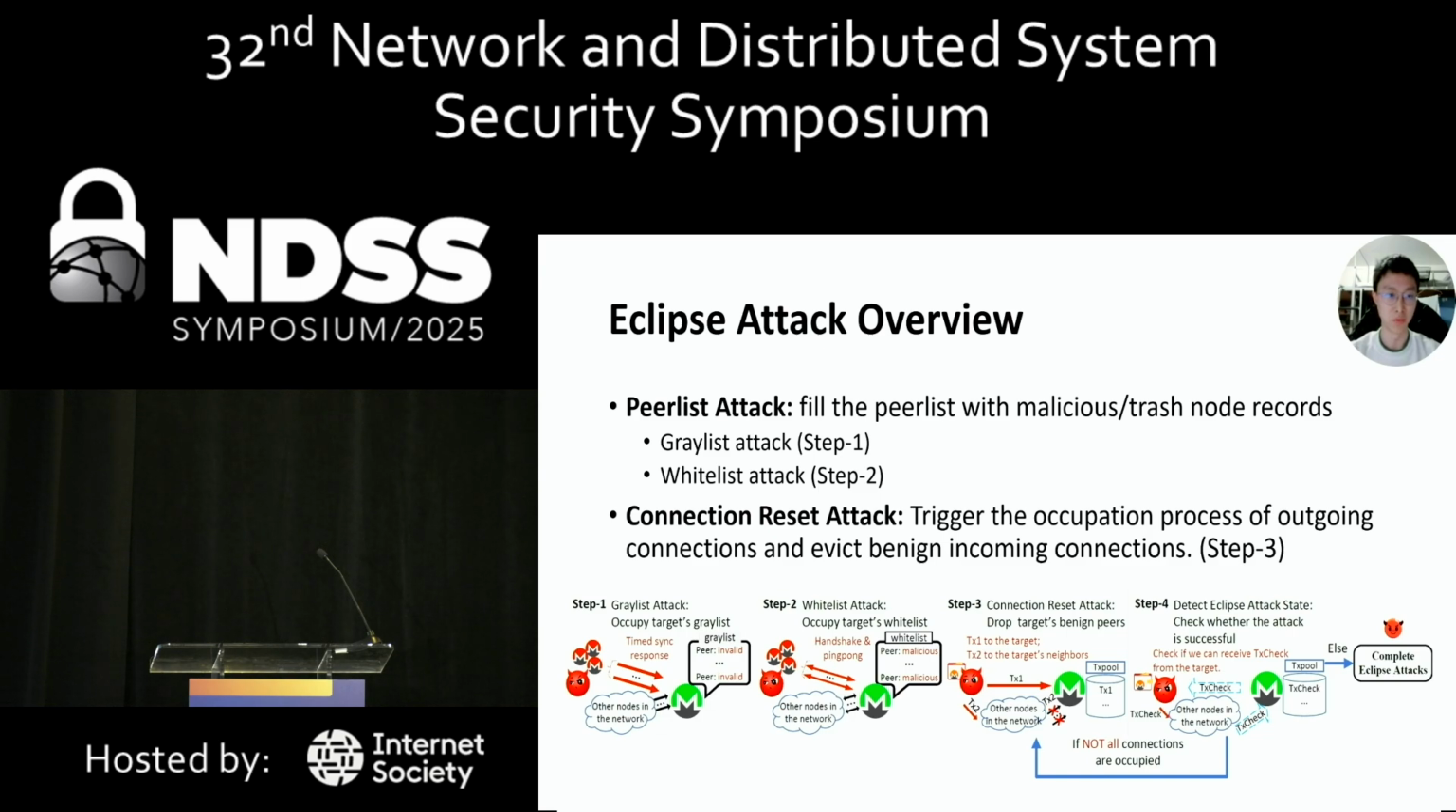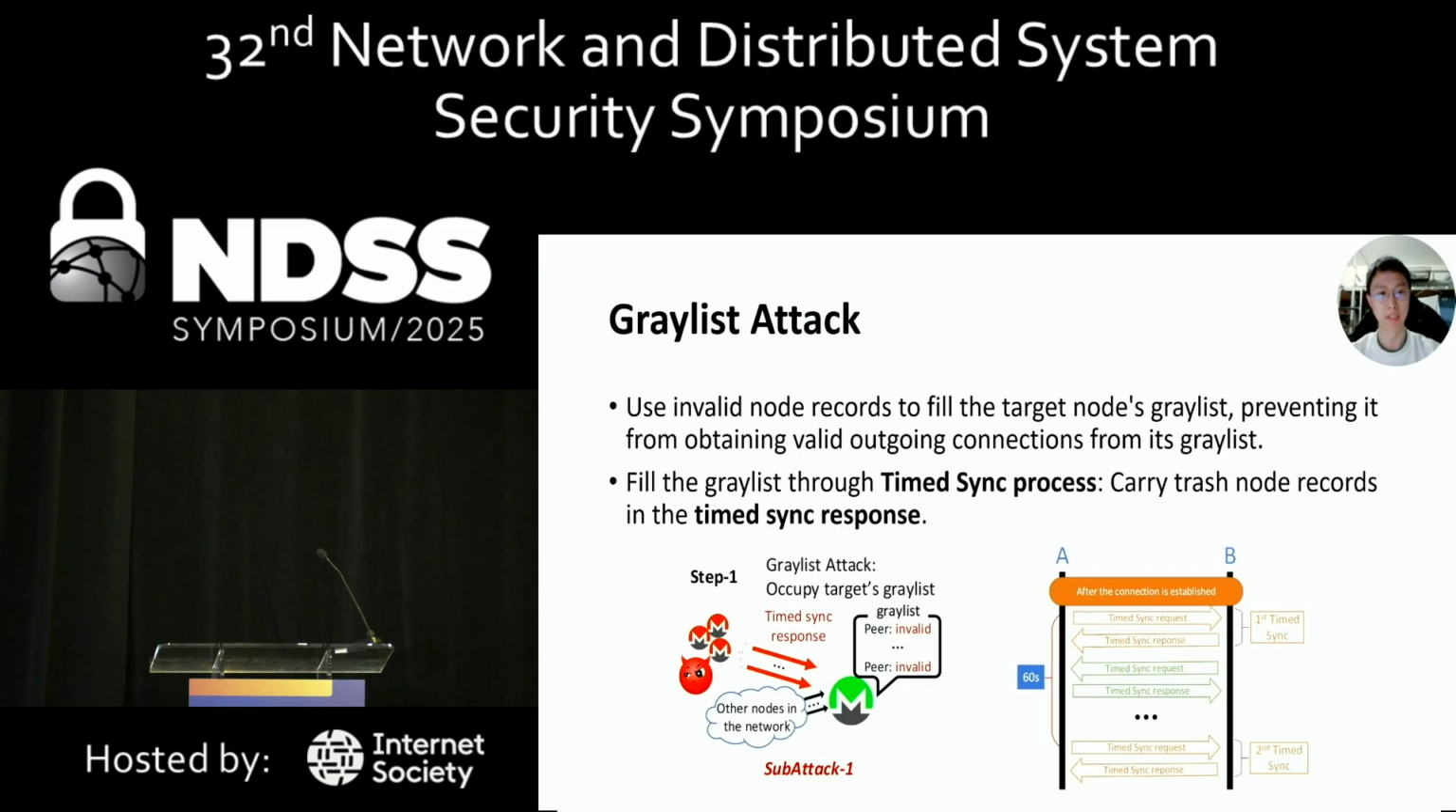Our peer list attack consists of the gray list attack and the white list attack. And for connection occupation, we do not require the node to restart. Instead, we trigger it using the connection reset attack. The gray list attack exploits Monero's timed sync process. In Monero, the timed sync process enables periodically exchanging whitelist node information between connected peers, and that information will be added to their gray list without checking connectivity. By leveraging the timed sync process, we can establish a connection with the target node and modify the node information in our response. This allows us to inject invalid node records into the target's gray list.